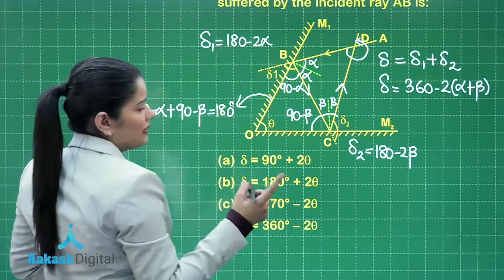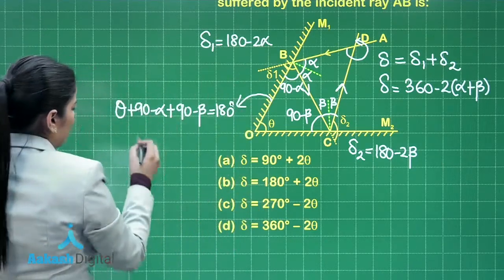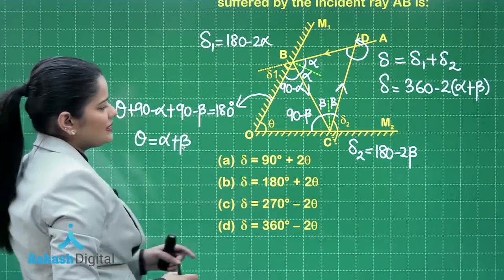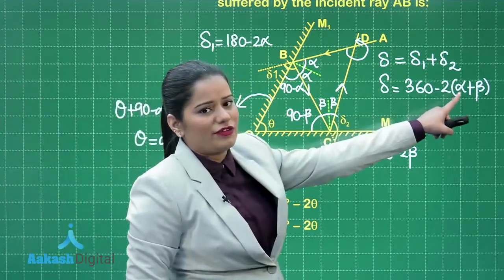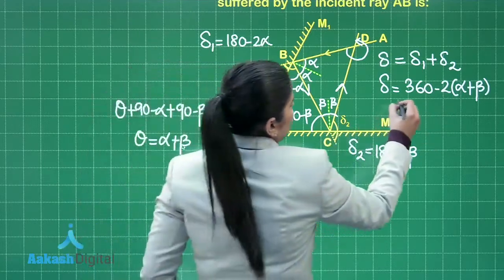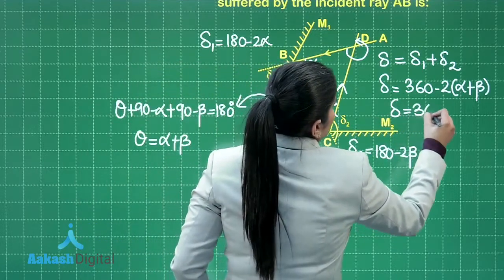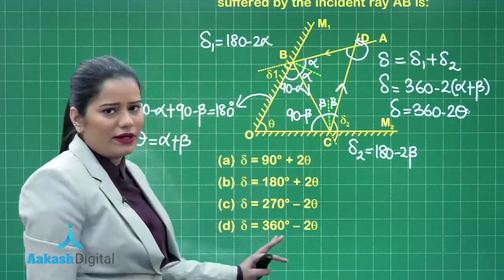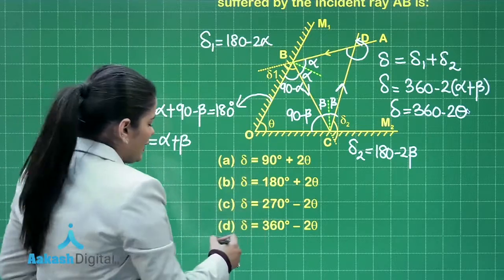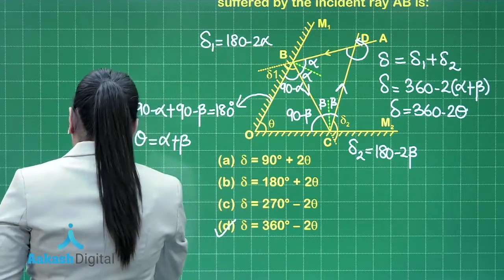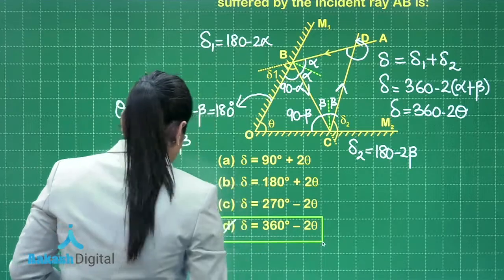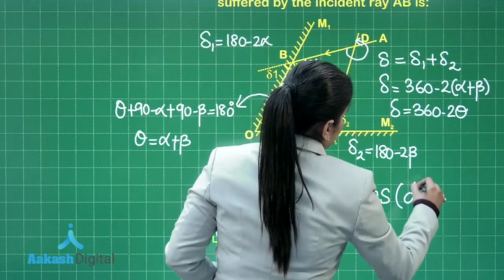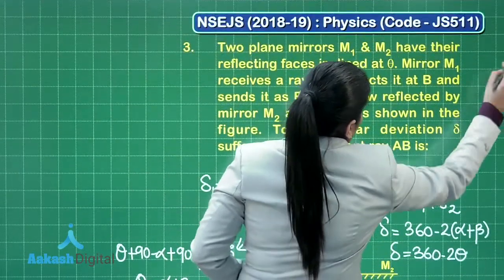Why am I writing this? From the angle sum property of this triangle. And this will give me theta as alpha plus beta. So I can simply substitute alpha plus beta as theta. So this delta will come out to be 360 minus 2 theta. You can clearly have a look here at the options. So which option is the correct option? That is option D. I can put it into a separate box. I can also write here that the correct answer for this question is option D. I hope this question is very clear to you.